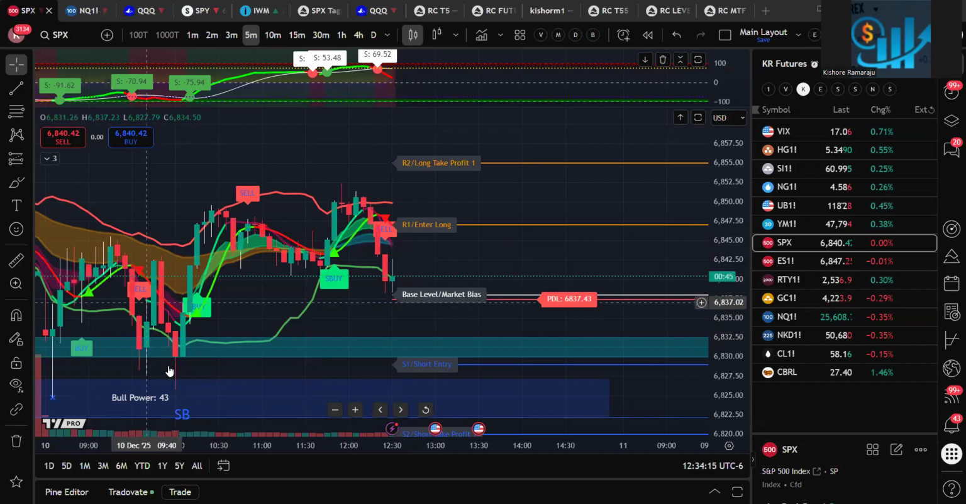As I said, it will be choppy today. It was just moving between R1 and S1. From S1 it went up, came down, went up, came down, went up, came down, went up, coming down. So it should come all the way to this S1. At 1 p.m. we may see a bounce, and then at 1:30 p.m. we may see a drop again.